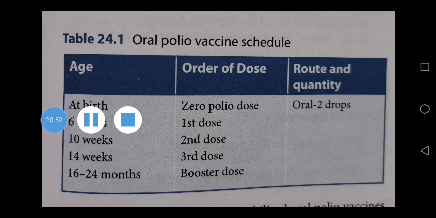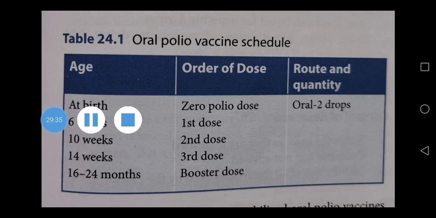So here in this table, you can clearly see the oral polio vaccine schedule. Already you all have studied this, but I thought it will refresh your mind if I show this. At birth we give the 0 dose of polio vaccine. Then by 6 weeks the first dose is given, at the 10th week the second dose, at the 14th week the third dose, and from the 16th to 24th month we give the booster dose. The route, as we all know, the name indicates oral polio vaccine, is the oral route, 2 drops. This is about the oral polio vaccine schedule.